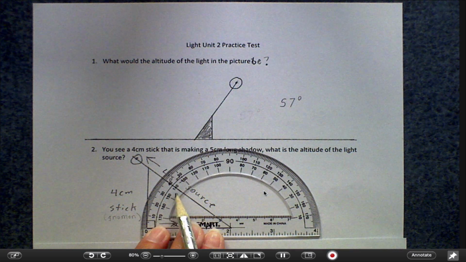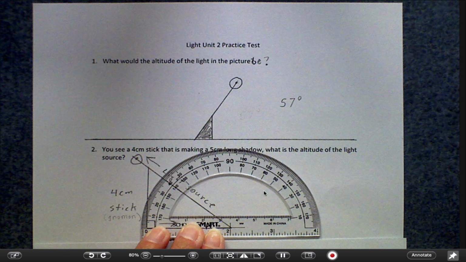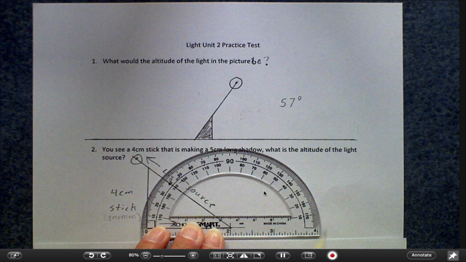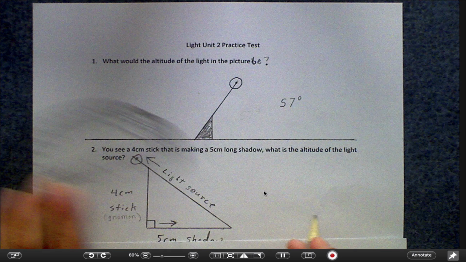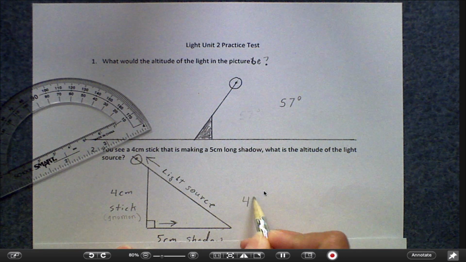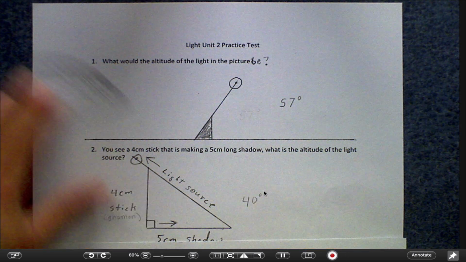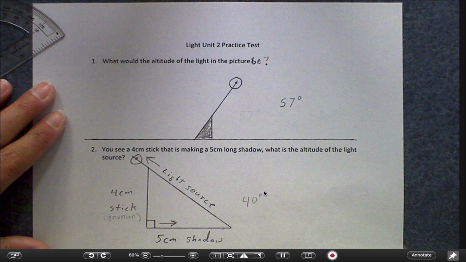We have two options then for our angle. We have 40 degrees or 140 degrees. We know that our answer in this case has to be 40 degrees because we can never have an altitude that is higher than 90 degrees.